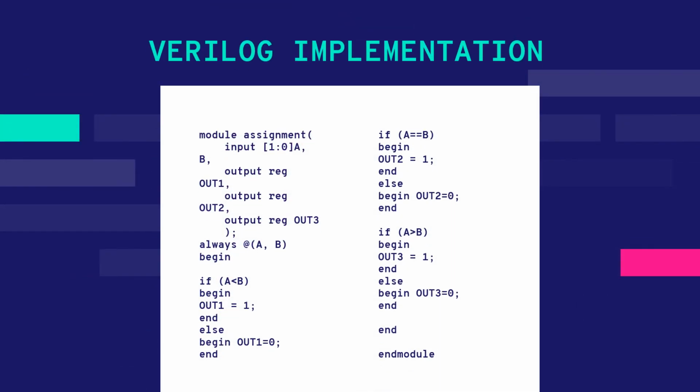Starting off with the Verilog implementation of the assignment, the circuit included two inputs, but each had 2 bits, which is why I have assigned input A and B as 1 to 0, and it includes three outputs, out 1, out 2, and out 3. I included an always statement with A and B in its sensitivity list and began it with three if cases. So if A is lesser than B, then your out 1 is 1, otherwise it is 0. If A is equal to B, then your out 2 is 1, otherwise it's 0. And finally, if A is greater than B, then out 3 is 1 and otherwise 0.